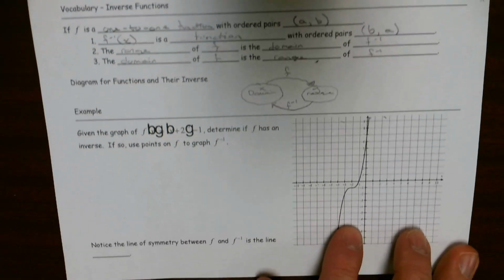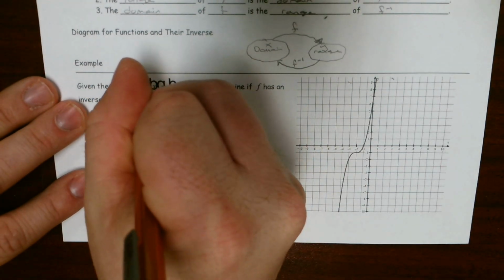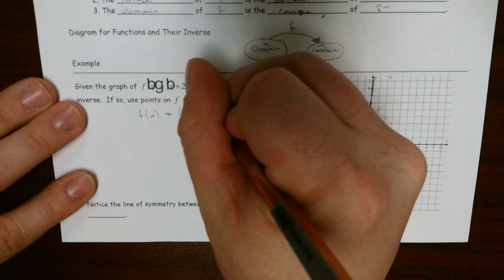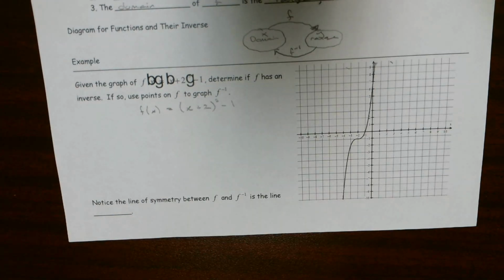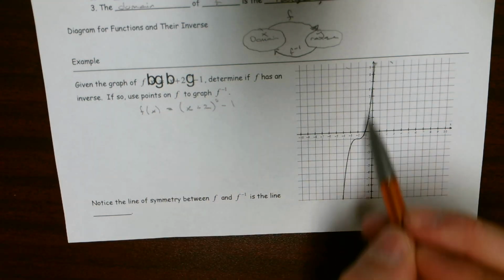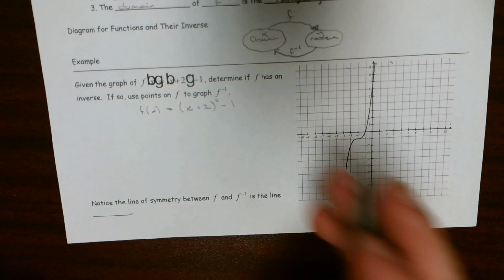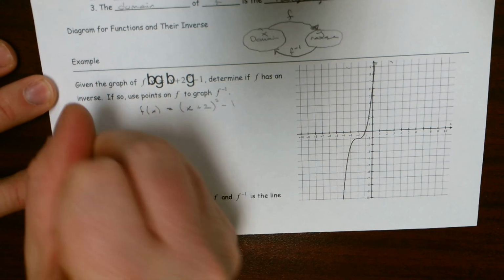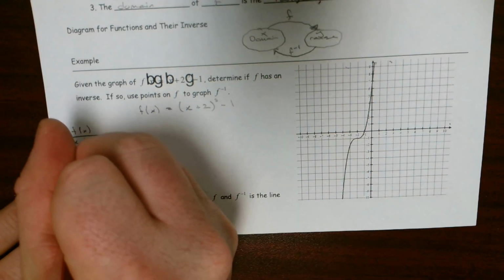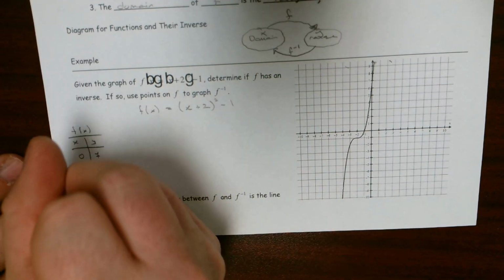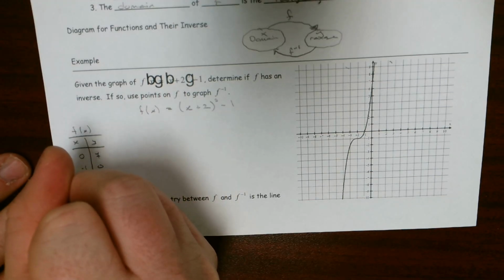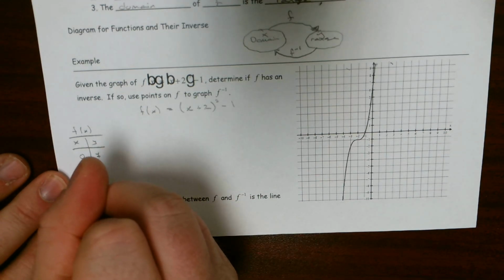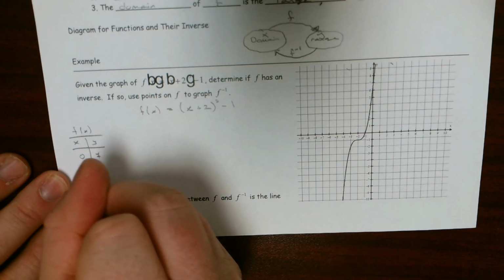So let's take a quick look at an example here. I'm going to rewrite the function because it's hard to read with all those b's and g's in there. It says (x plus 2) quantity cubed minus 1. It's graphed for us. It's clearly a cubic S-shaped graph. Let's find some points on f. I see I've got a point (0, 7), a point (-1, 0), a really easy point (-2, -1), and I see I've got (-3, -2) and (-4, -9).